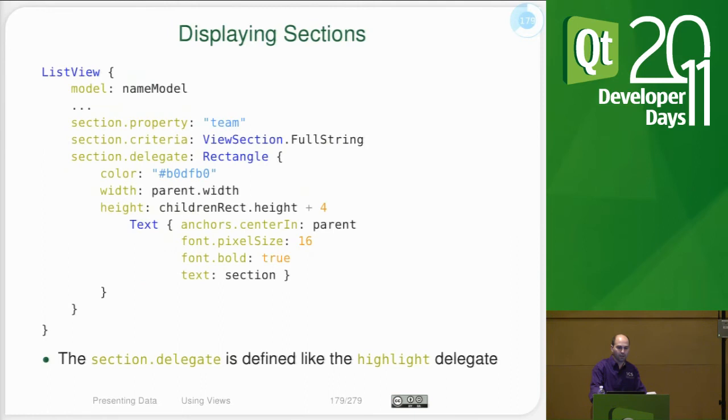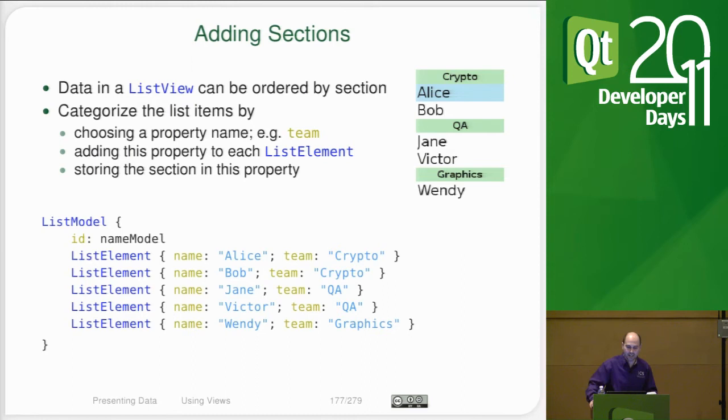So for example here, we're going to say, take this list view and make a section called team. And the section criteria is going to be, it has to match the whole string. It can't be a partial wildcard or anything, the whole string. And our section delegate is going to be this rectangle that ends up saying the name of the section. And you configure these sections basically like multiple delegates. And what we'll end up with is this here. We're actually organizing Alice, Bob, Jane, Victor, and Wendy by their section criteria. So we're adding in extra items to delineate, kind of like a tree-like system.